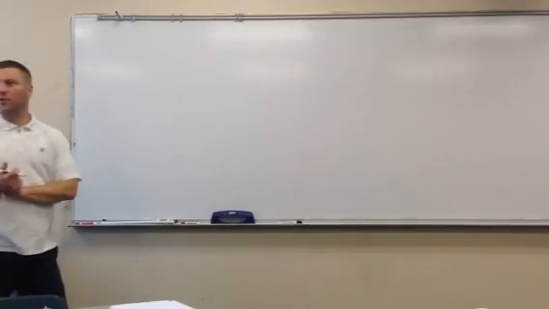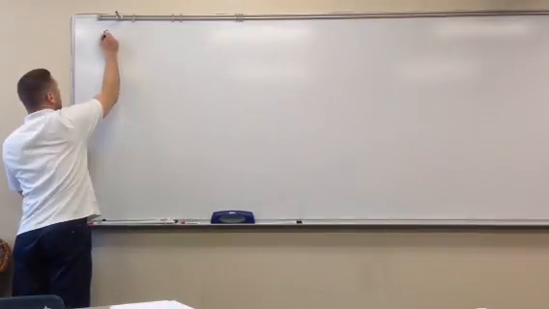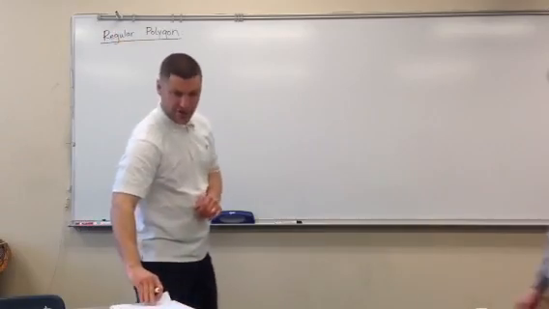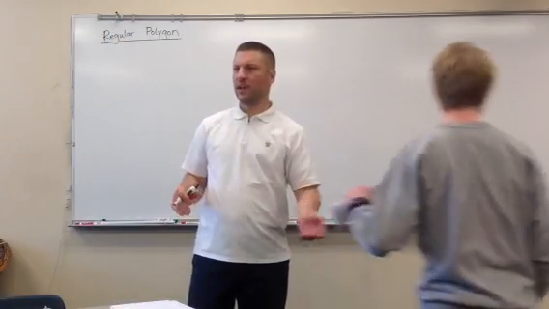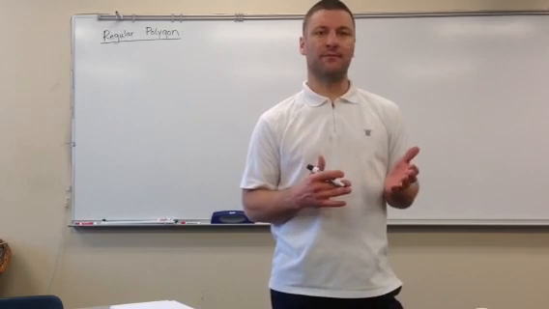Alright, here we go. Today we are going to find the perimeter and area for regular polygons. First question: what does regular mean? All the sides and all the angles are the same.